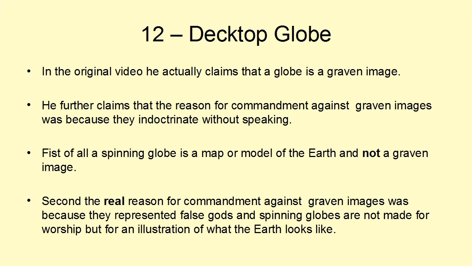In the original video, he actually claims that a globe is a graven image. He further claims that the reason for the commandment against graven images was because they indoctrinate without speaking. First of all, a spinning globe is a map or a model of the earth, not a graven image. Second, the real reason for the commandment against graven images was because they represented false gods, and spinning globes are not made for worship, but for an illustration of what the earth looks like.